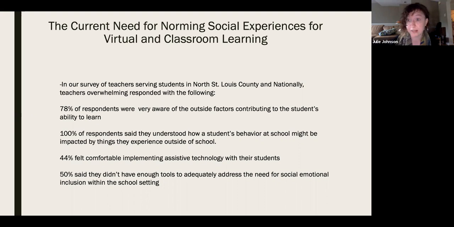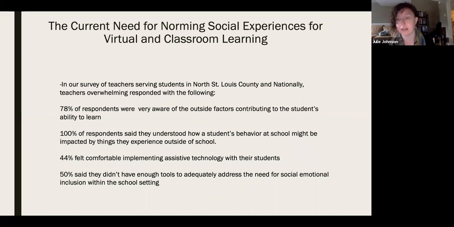Then 50% said they didn't have enough tools to adequately address the need for social emotional inclusion within the school setting. So with those two needs in mind, we set up this little level 1 training to just dip our toes in the water about what is needed, especially now in the face of online learning and access issues, because every student, regardless of their abilities, is impacted by access issues now.